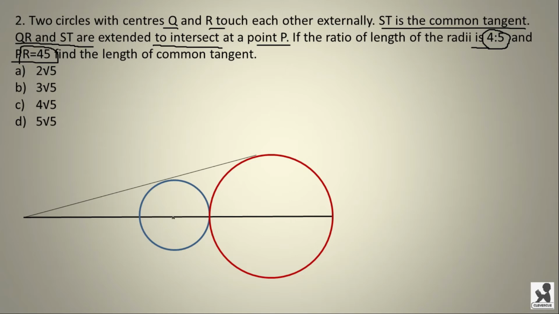So this is the center Q and this is center R. ST is common tangent, ST is extended and QR is extended. So this is point S and this is T. They intersect at P. If the ratio of the length of radii is 4:5. Now if this radius is 4x, then this radius will be 5x.